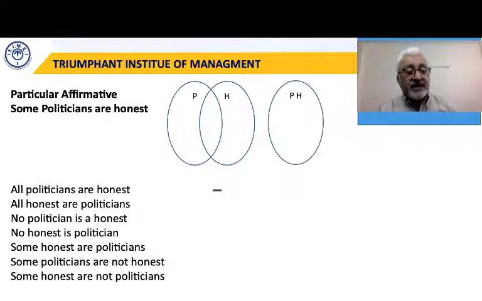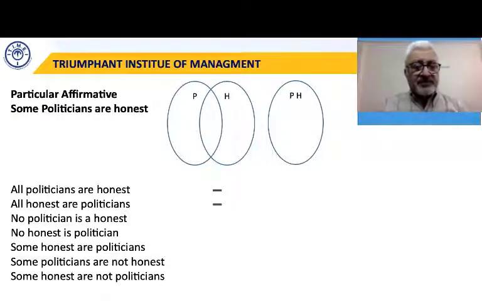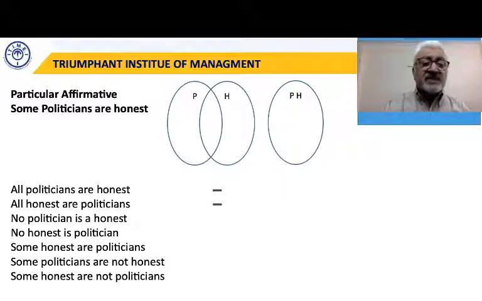All right. Then the second one says all honest are politicians. Are you sure all honest are politicians here? Only partial honest are politicians, but in the second figure, all honest are politicians. Hence, the answer again will be possibly true. Third one says no politician is honest. It says some politicians are honest. How can you say not a single one is honest? Hence, it is absolutely false.